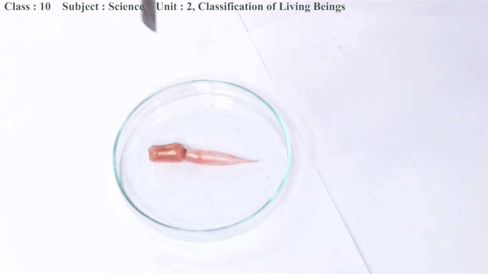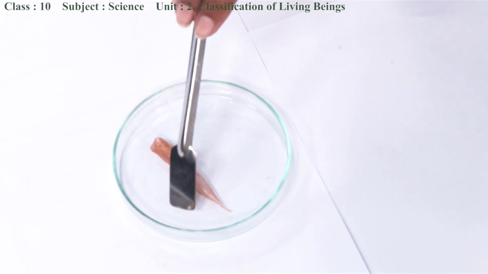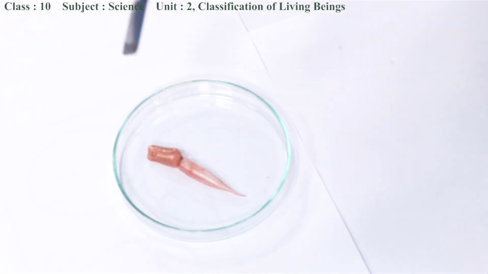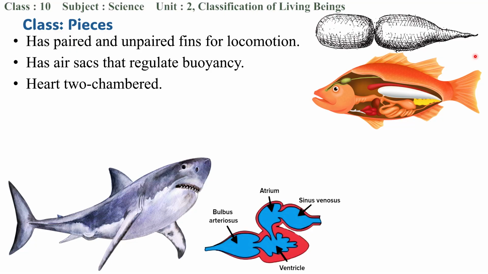In those cases, they continuously have to swim, because due to the lack of this swim bladder or air sac, if they do not swim continuously, they will sink down. So, this is one of the important features that many of the Pisces or many of the fishes have within them. Now, their heart is two-chambered.